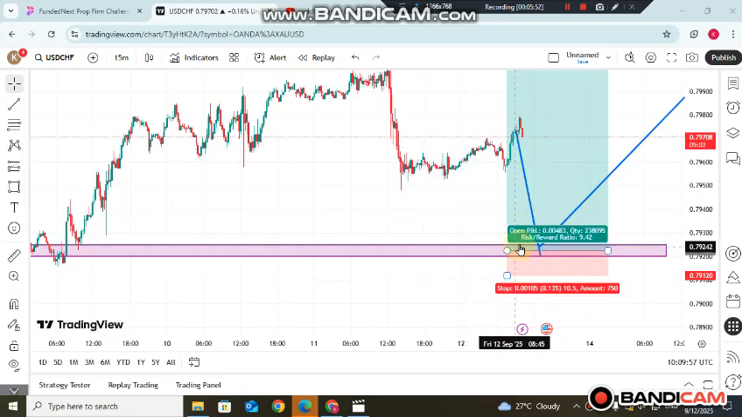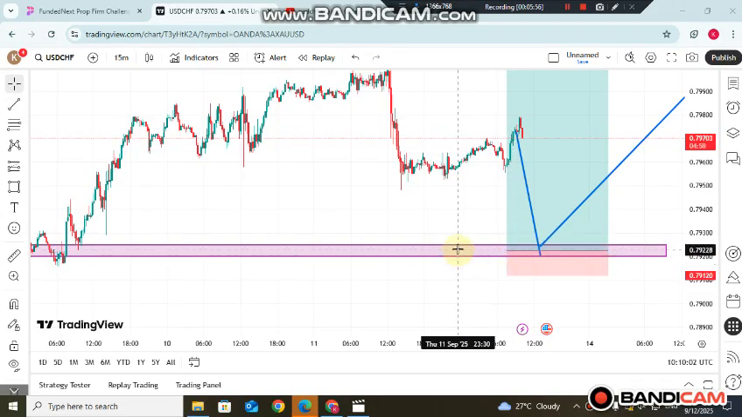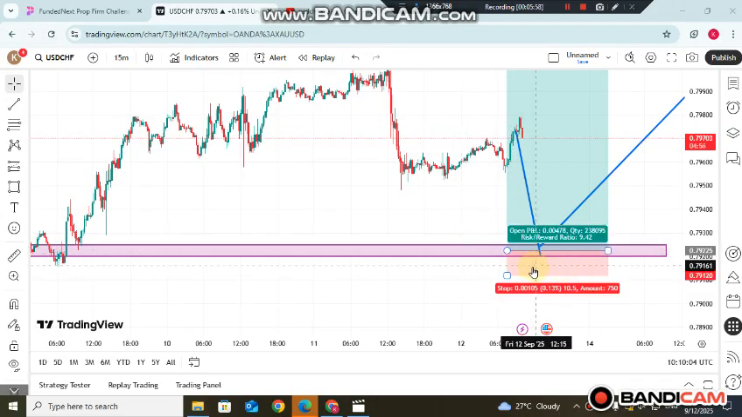It's actually very clean. This is where you are taking the buy, and your stop loss should be below the zone. This zone, your stop loss should be below. This stop loss is just like a tight stop loss, guys. Very tight. Just 10 pips, right?